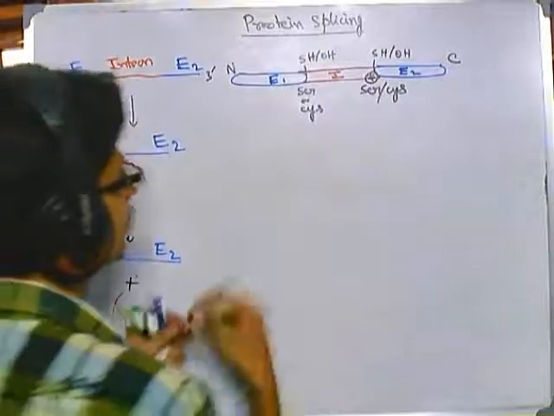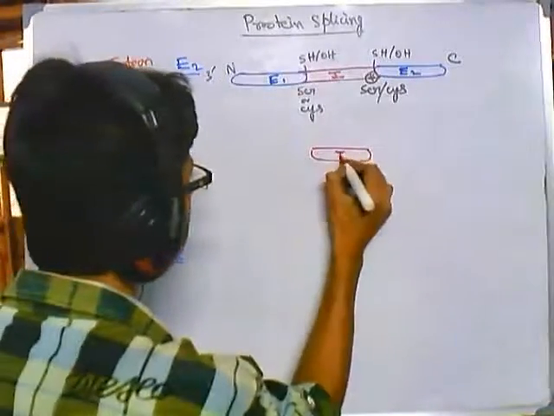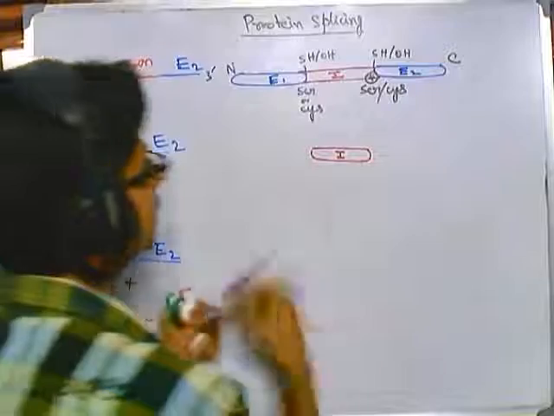So let me draw the structure. The structure will look like this. So this is the intein, and here it is extein 2.